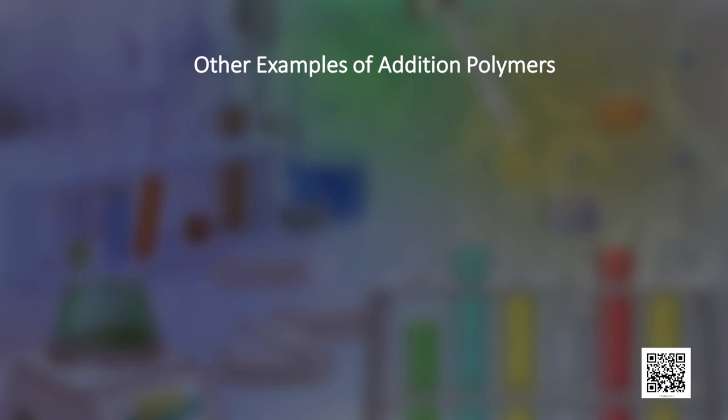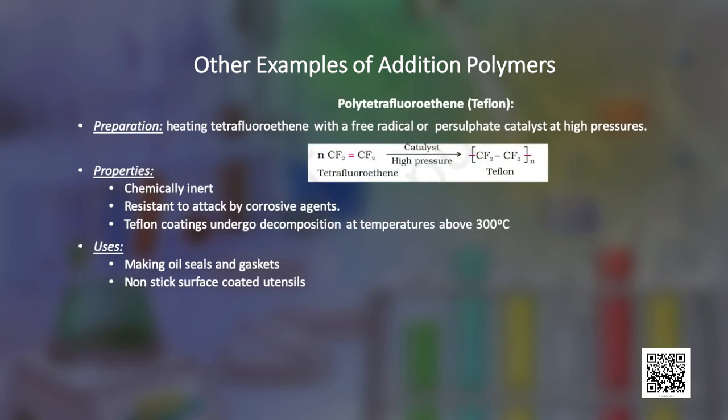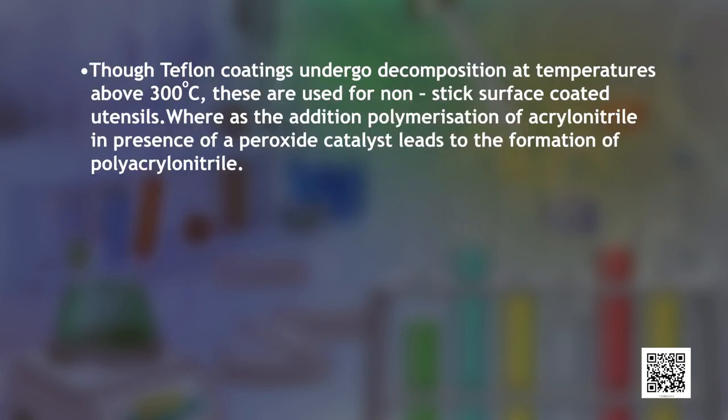When we talk about other addition polymers, the other common one is Teflon, which is polytetrafluoroethene. It is manufactured by heating tetrafluoroethene with a free radical or persulfate catalyst at high pressures. It is chemically inert and resistant to attack by corrosive reagents and therefore finds its use in the making of oil seals and gaskets.